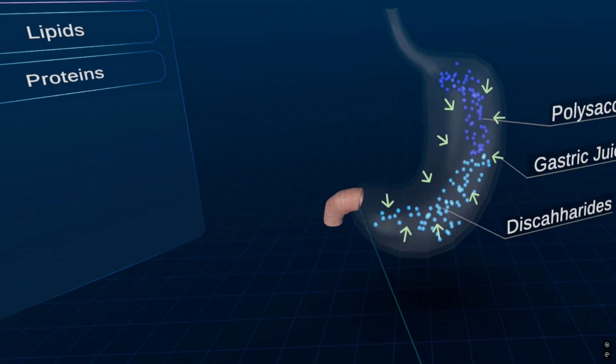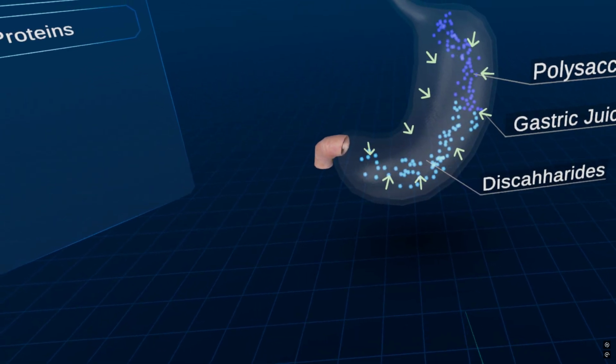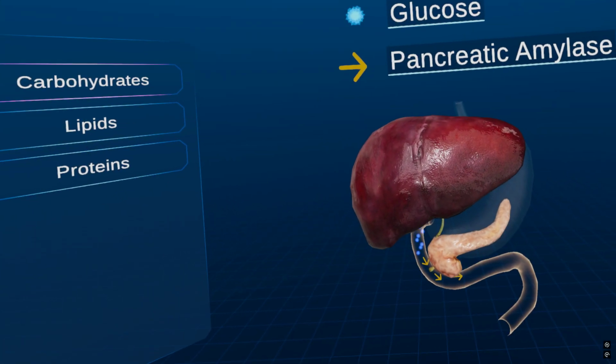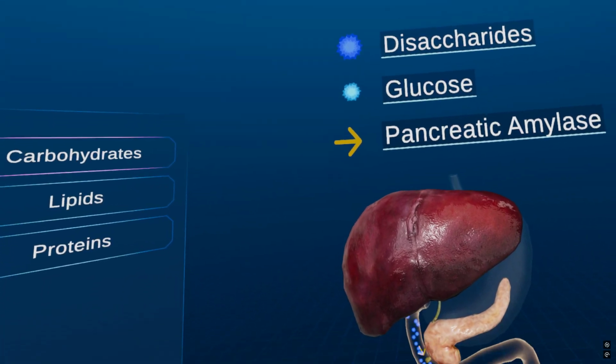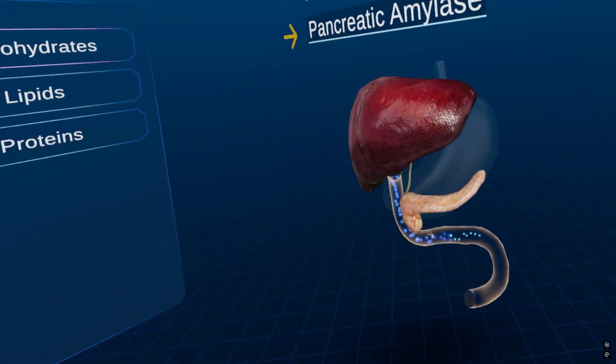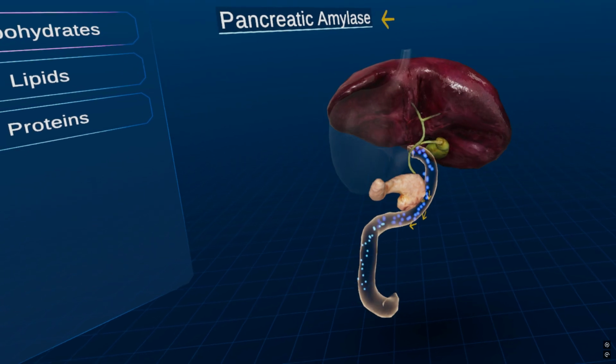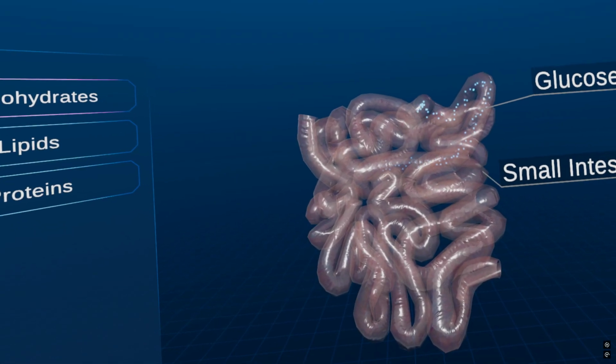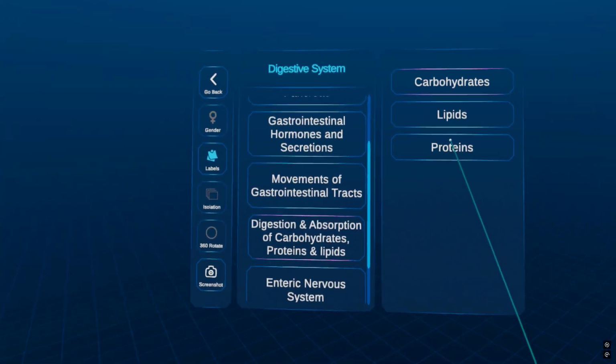Stomach. Once the carbohydrates have been broken down in the mouth, they enter the stomach. Small intestine. The small intestine is the primary site for carbohydrate digestion and absorption. As the chyme from the stomach enters the small intestine, the pancreas. Once the carbohydrates are broken down into smaller units, they are absorbed into the blood.